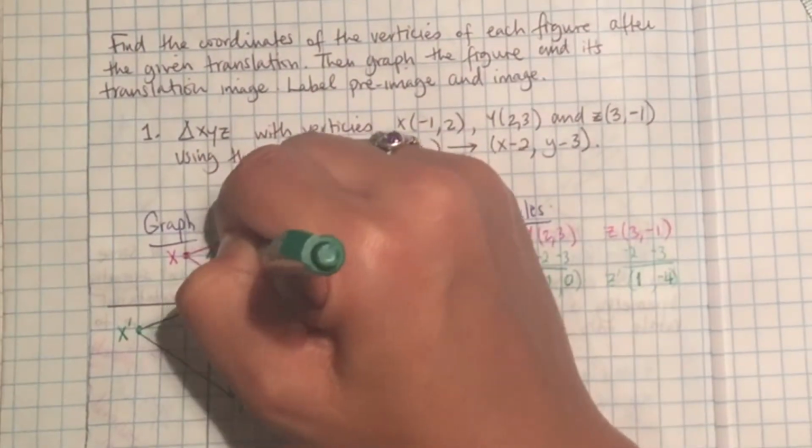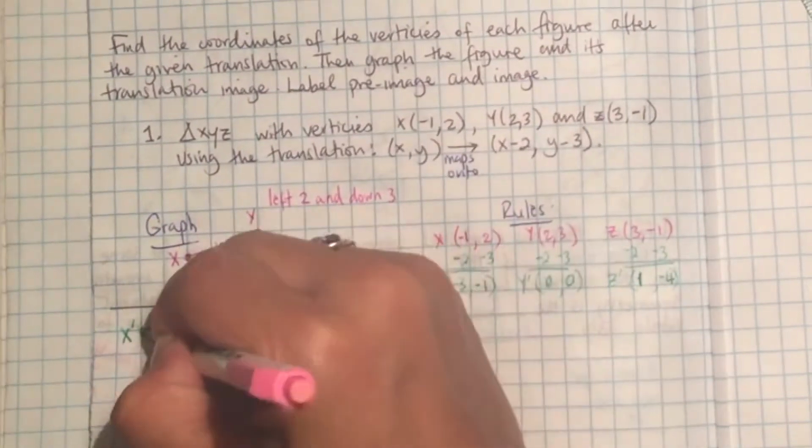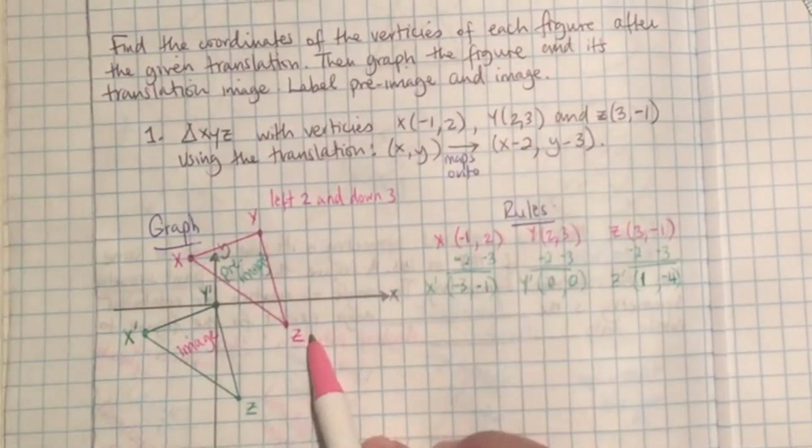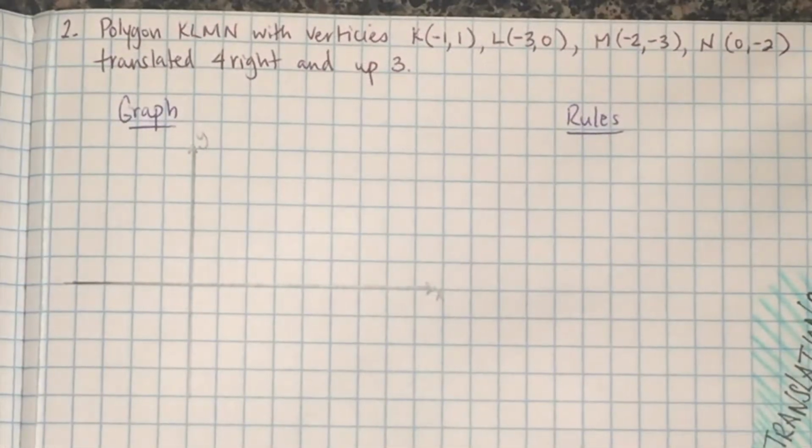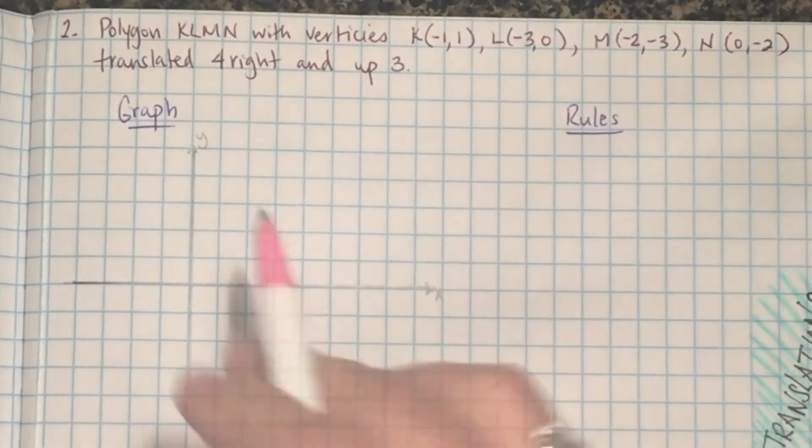Alright, label pre-image and image. Remember, pre is the before, so that's pre-image, and then image is the after, so that's after the one of the primes. So I just read the question to make sure that I've answered everything. Go ahead and pause the video, copy that down.